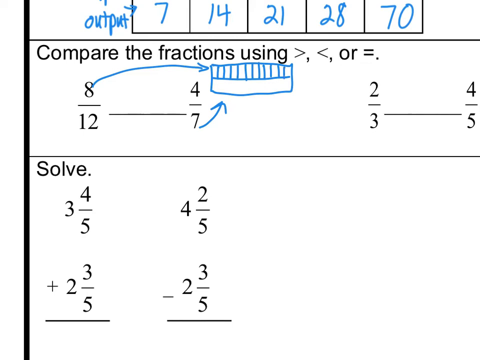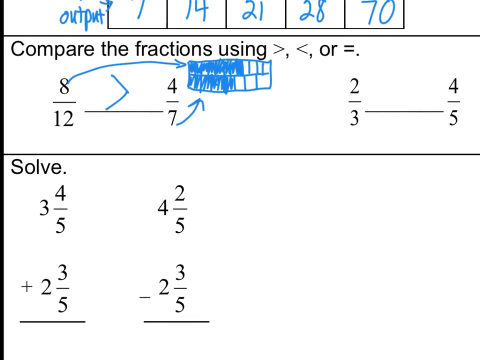I get to color in 8 of them. 1, 2, 3, 4, 5, 6, 7, 8. That would get me to here. And then sevenths, I know I'm going to need an odd man in the middle and 3 on each side. And I get to color in 4 of them. And even though it's close, it's still clear to see that 8/12 is greater than 4/7.